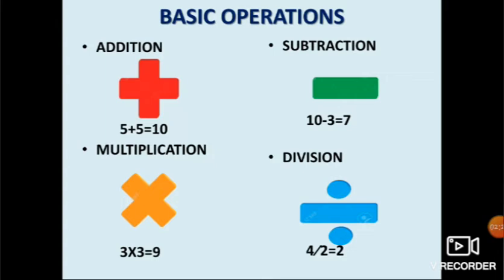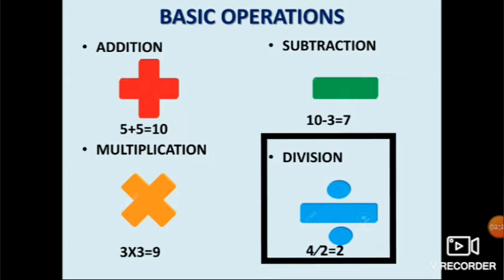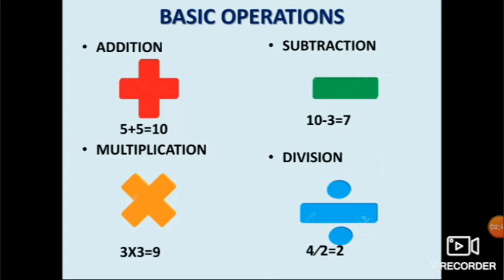And the final one is division, which is the opposite of multiplication. For example, if you are dividing 4 by 2, it gives 2. The division sign is denoted as mentioned here, as well as a slash. So these are the basic operations which are required to solve an equation.